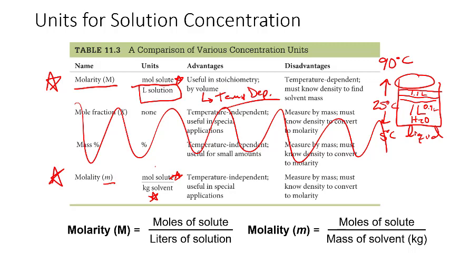Whereas molality, which is moles of solute over kilograms of solvent, if we take the measurement of this amount of water, whether it's at 25 degrees, 90 degrees, or 5 degrees, we'll always have the identical mass. Because the mass, if we go back to the very beginning of this course, tells us the amount of matter that we have. So the mass is a temperature independent value. So if we express concentration in terms of molality, then we are dealing with a temperature independent unit for concentration.